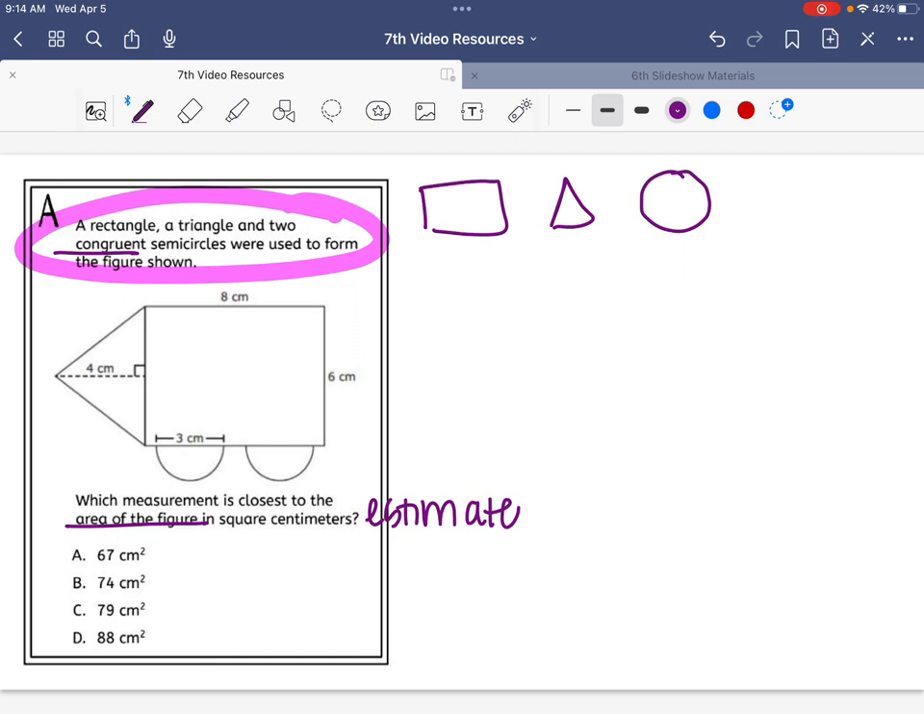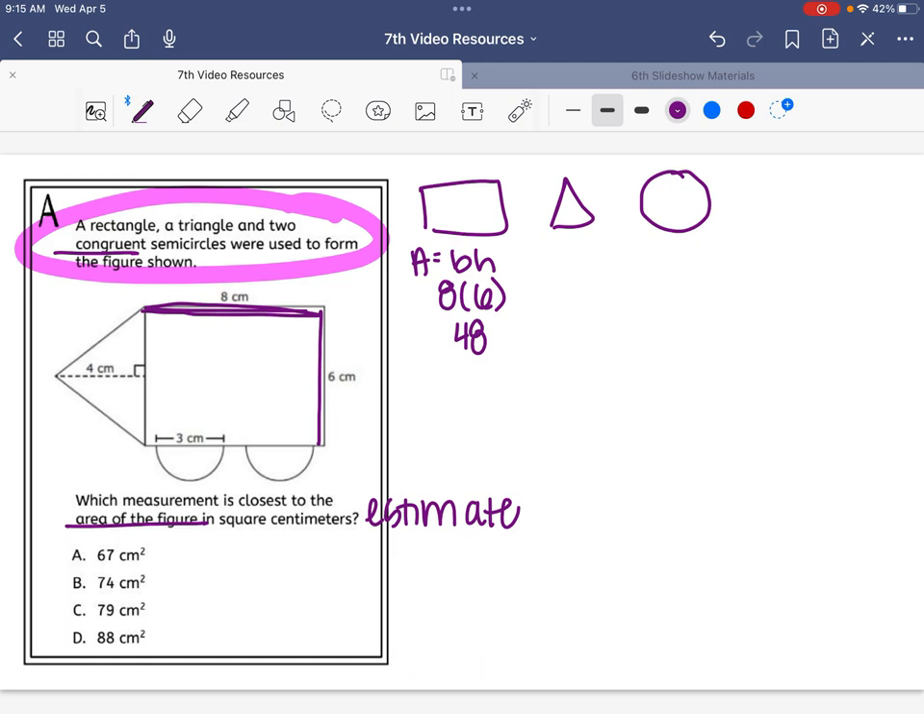And using my handy dandy formula chart, I know my formula is area is equal to base times height. The length of that base right here is 8 times the height, which is 6. I know 8 times 6 is 48. So the area of that rectangle is 48.